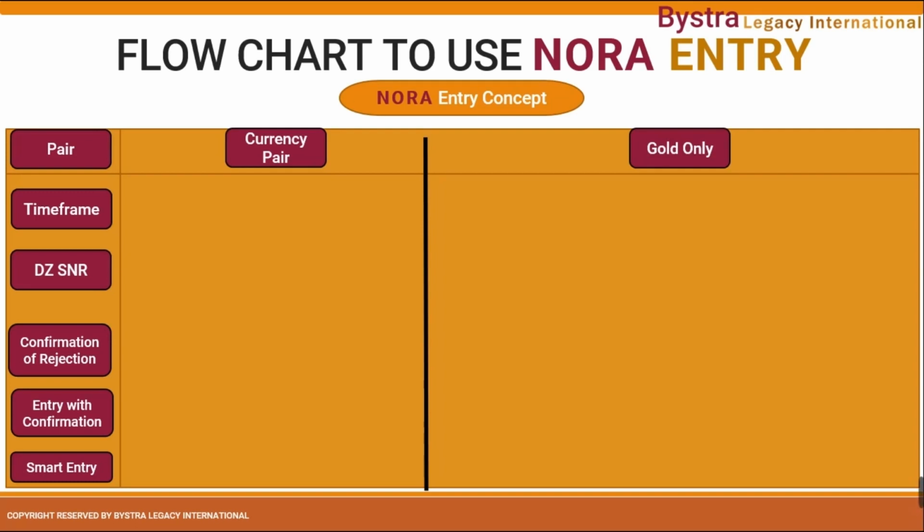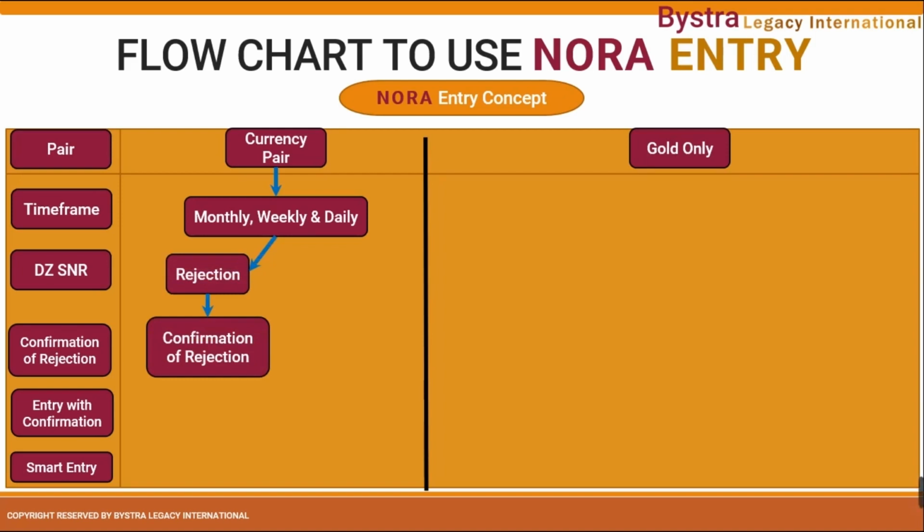From the beginning of the class up to now, you have already learned a little bit about smart entry. So what I'm saying is like this. Normally we will go to the monthly, weekly and daily time frame to mark the danger zone SNR. The reason is because we want to know the direction of the price. When we have our danger zone marking, then we can see where the price is heading, whether they reject a certain SNR or they do a breakout and pull back.